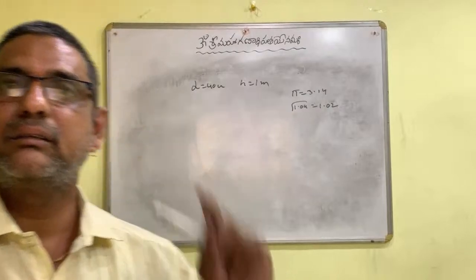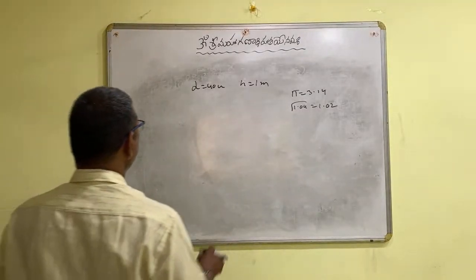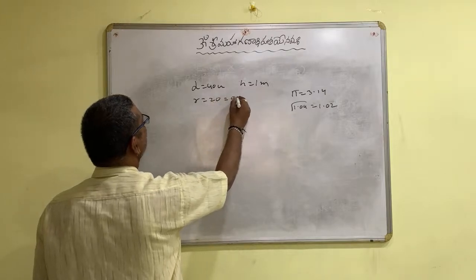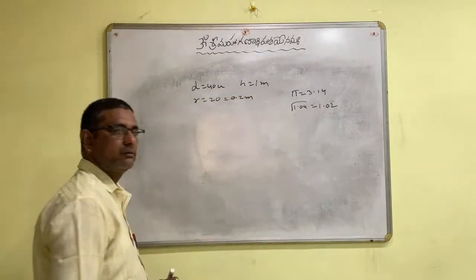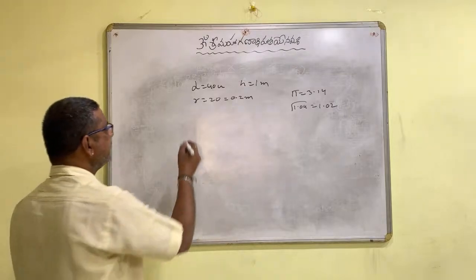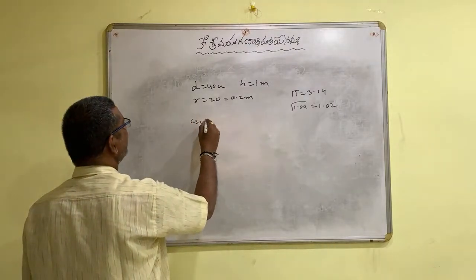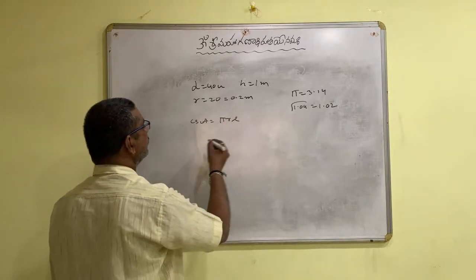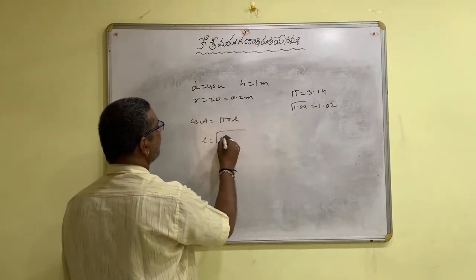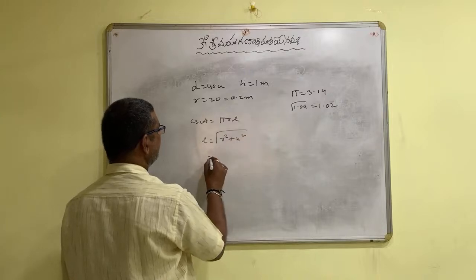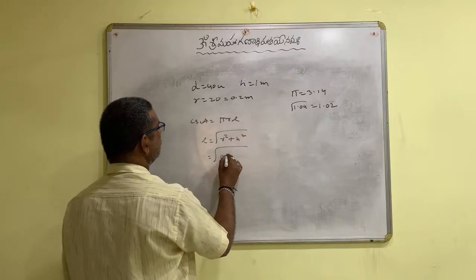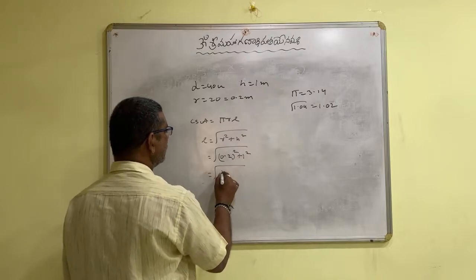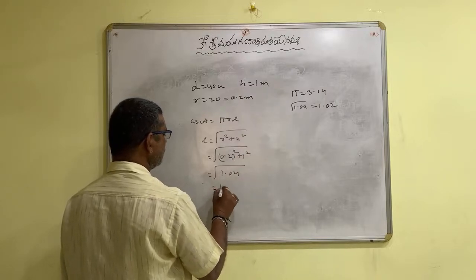So this is what? See, if diameter is 40, radius is 20, which is 0.2 meters. First we need to calculate curved surface area, which is pi r L, but L we don't know. L is root over r square plus h square, 0.2 whole square plus 1 square, which is 1.04, root of which is 1.02.